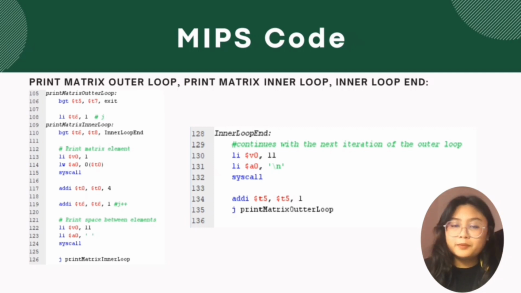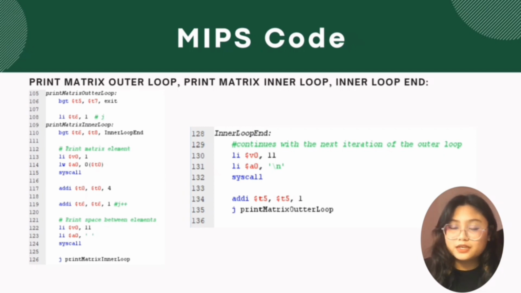For print matrix inner loop label, it will branch to the inner loop n label if register T6 is greater than register T8, or if the value of J is greater than the number of columns. However, if branching did not occur, it will continue to print the elements of the matrix and perform increments to register T6. After that, it will loop back to the print matrix inner loop label to check the conditions.